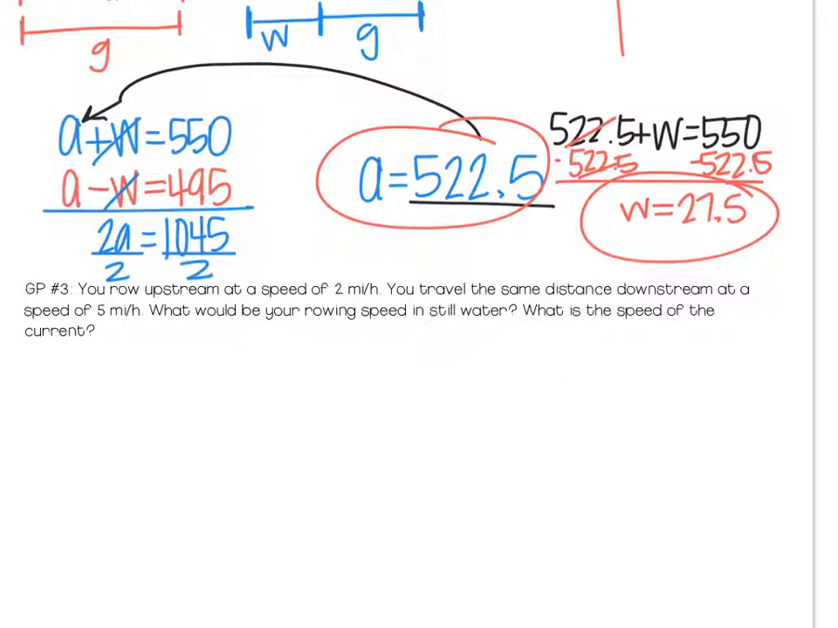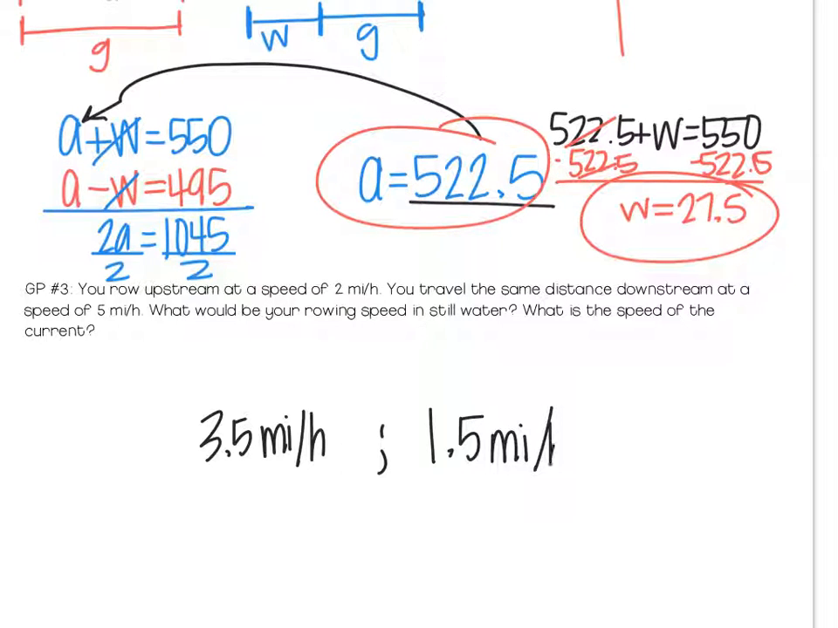Okay, guided practice number 3. I'm going to get you to do this on your own as well. We just did an example, so if you need help, then just go back and look in the video. But if you'll do it, I will give you the answer after you resume the video. Alright, the answer for the rowing speed is 3.5 miles per hour. And the answer for the speed of the current is 1.5 miles per hour. Okay, have this ready tomorrow to be checked and be ready to take a quiz.